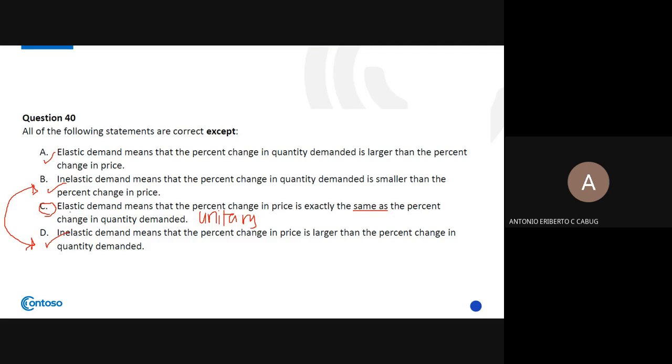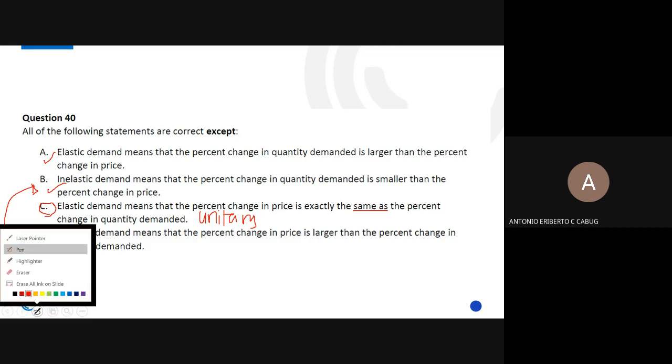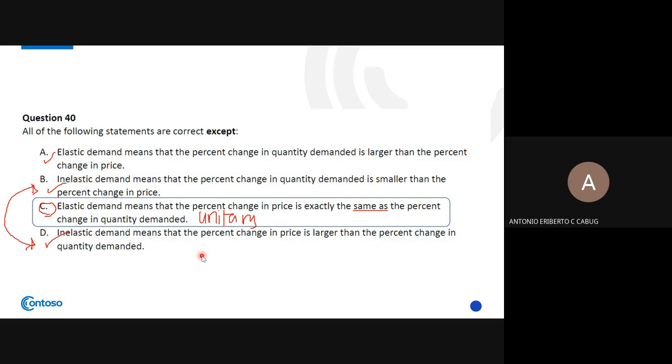However, B and D mean the same. Letter A is also true. Letter C is a definition of unitary. The correct answer is letter C.